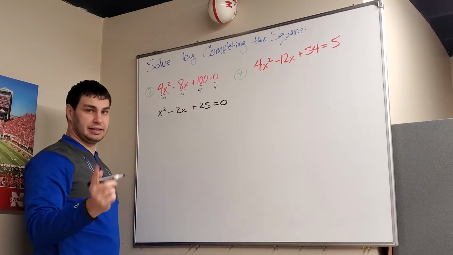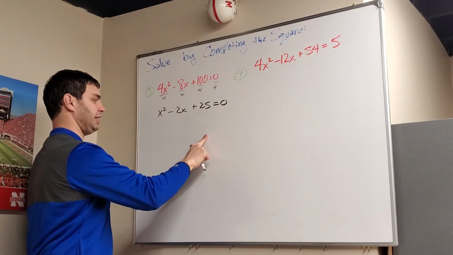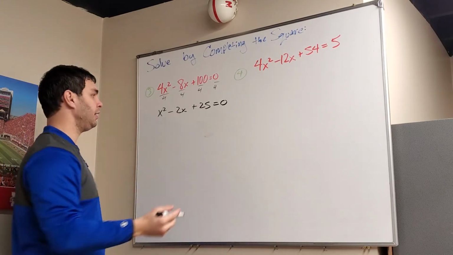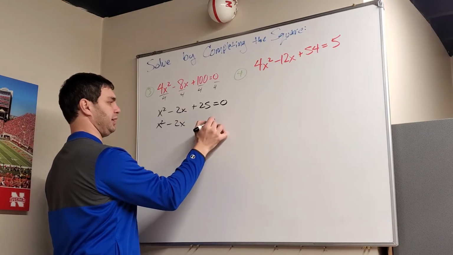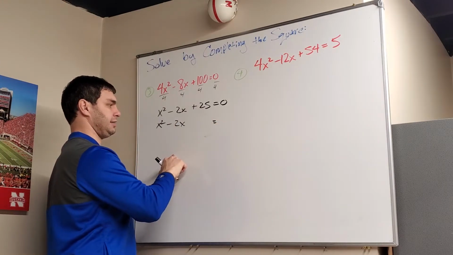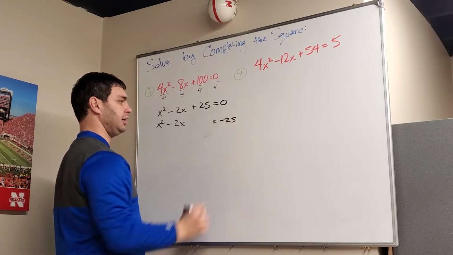Okay, next thing, like I said, we have 2 things. The second thing is we need to move our c term over so we can actually do the completing the square. And when I do that, that gives me x squared minus 2x. I'm going to leave a little space for that next part, but equals, subtract 25, minus 25.